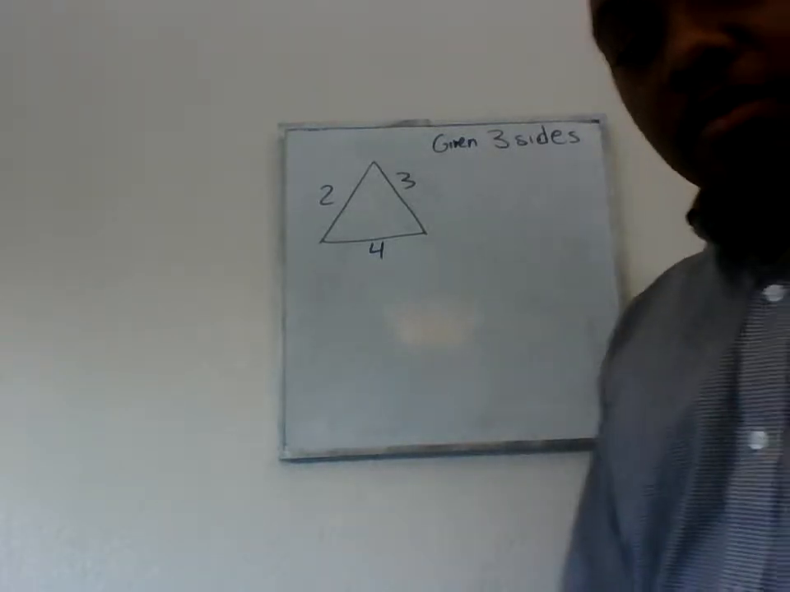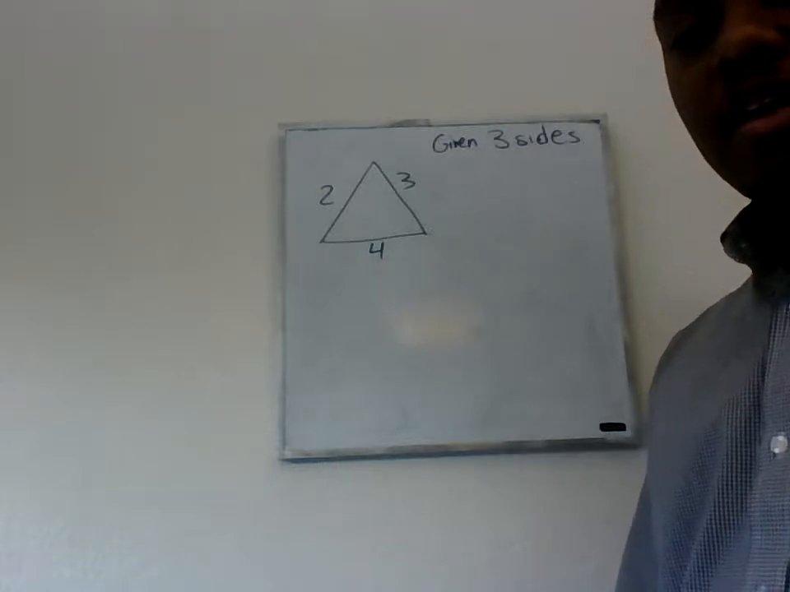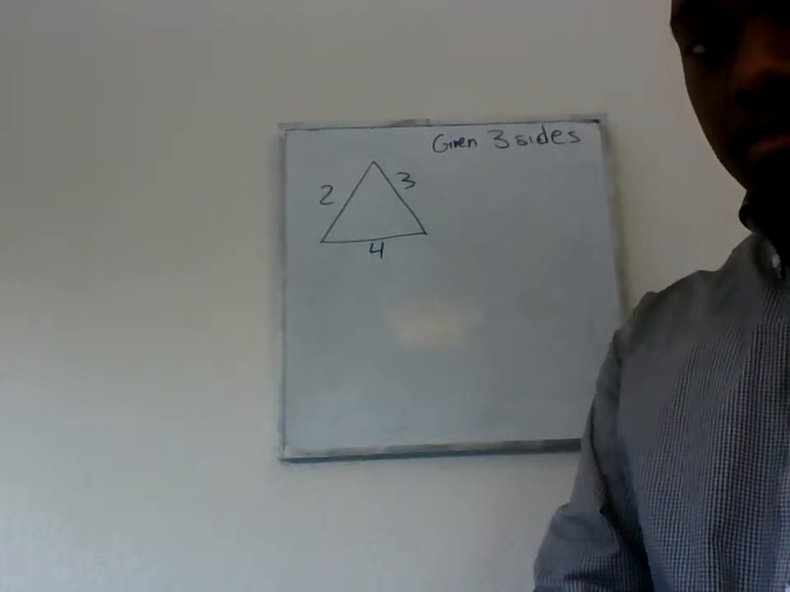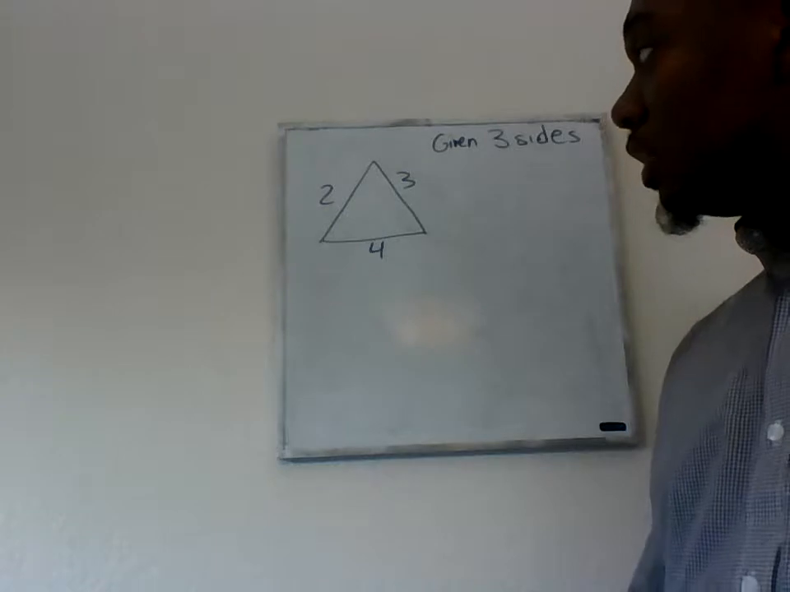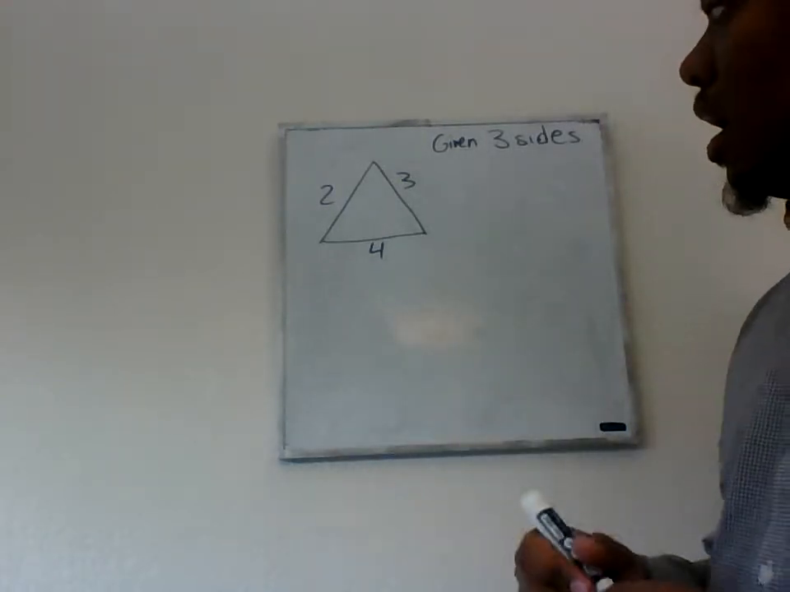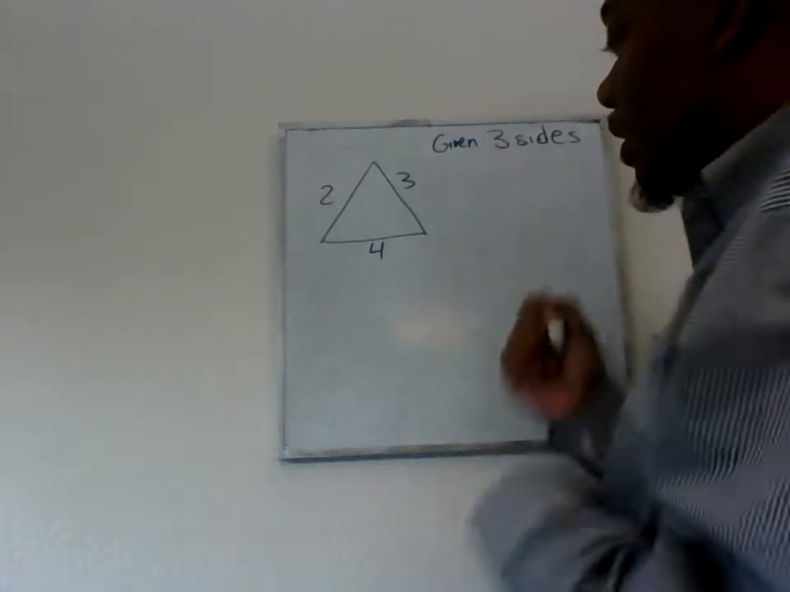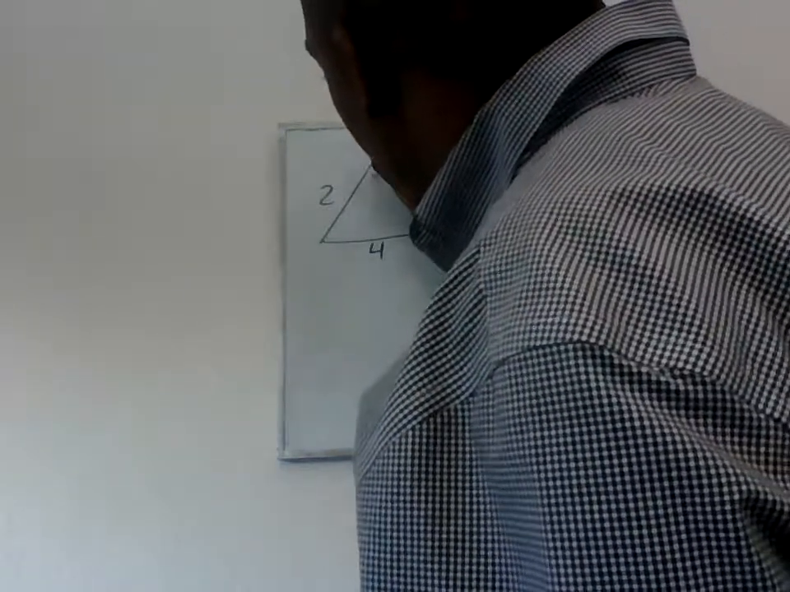Hello. So today we're going to be looking at using law of cosines when given three sides to find angles. So we have a triangle here with sides 2, 3, and 4. And we want to find out what the angles within this triangle are. So let's find this angle first.